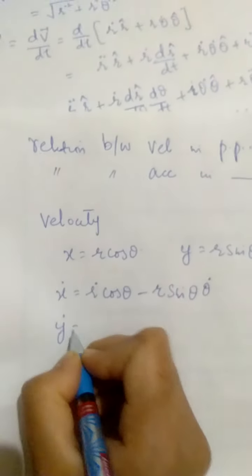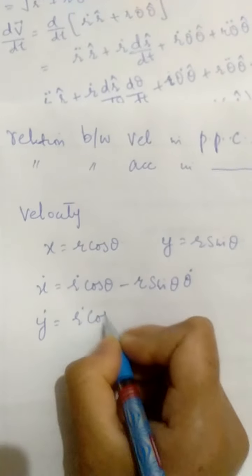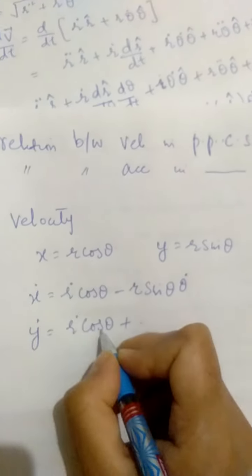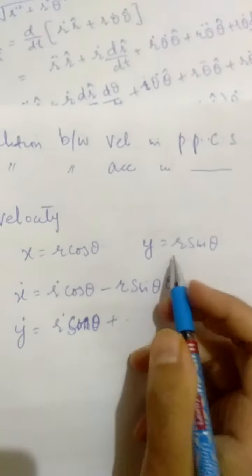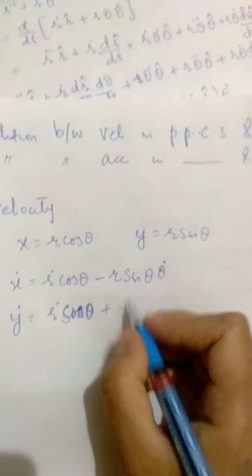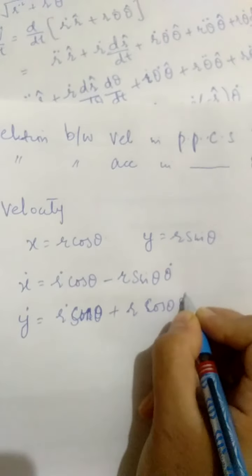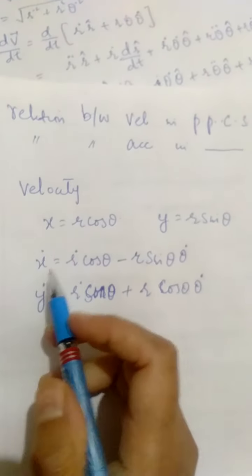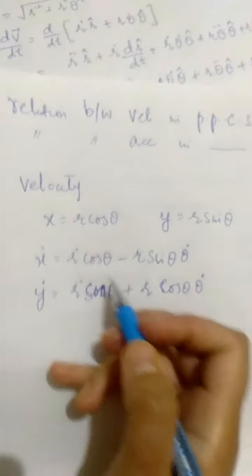Similarly, y dot will be r dot, differentiation of sin theta is cos theta, plus it will remain as such, that is sin theta, right? So we have differentiated r dot, and sin theta will remain as such. In the next, it will be r, differentiation of sin theta is cos theta, theta dot, internal differentiation of the angle. Now all we need to do is that let us multiply this equation by cos theta and this by sin theta and add them up.